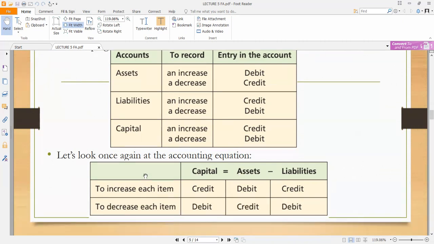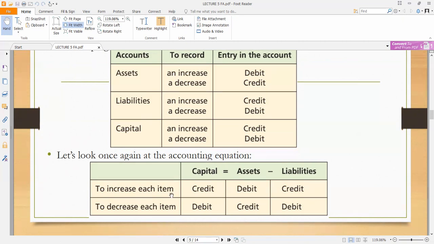Now let's look once again at the accounting equation. You know by now what we mean when we say accounting equation. Capital is equal to net assets. Net assets is given by assets minus liability. So if I ask you to present the net assets, the formula for net assets is assets minus liability. So we're talking about all the assets you have minus the amount that you have to pay out.